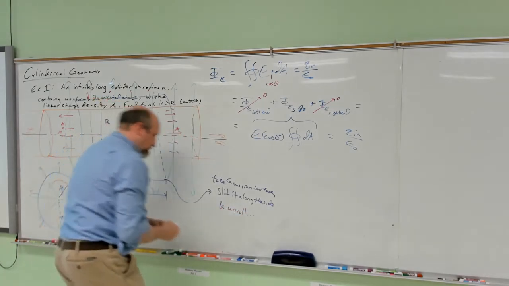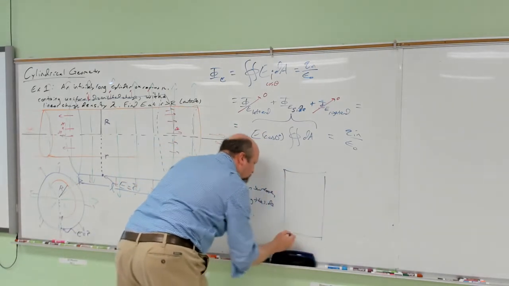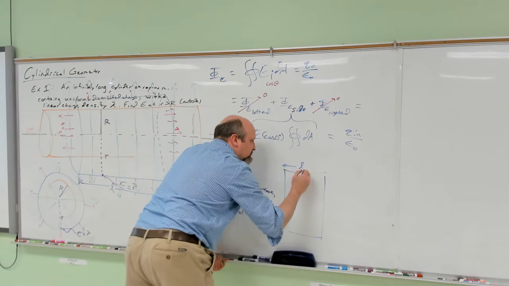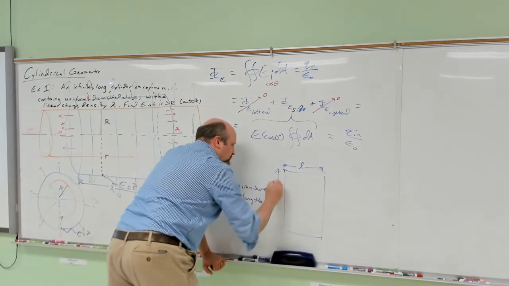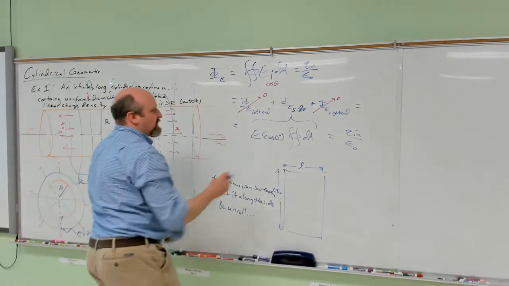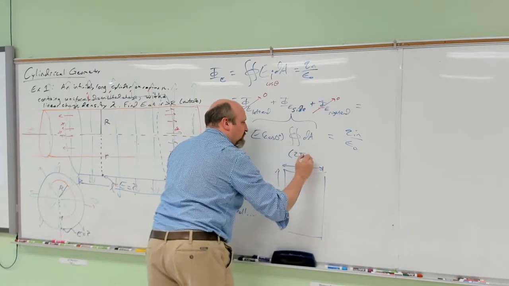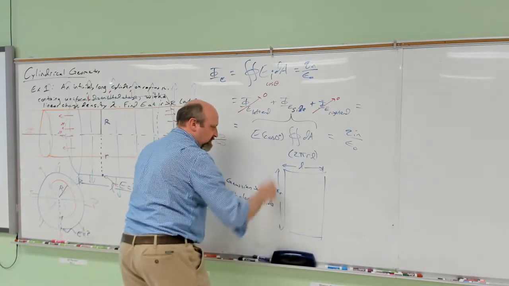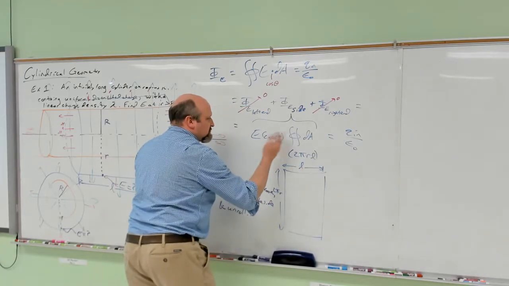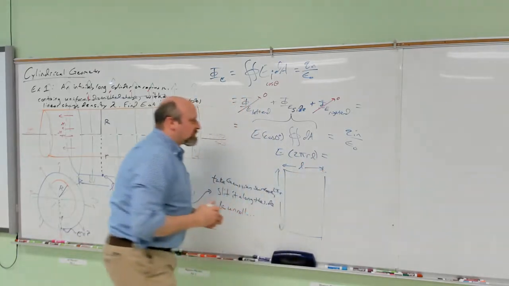And when I unroll it, that Gaussian surface will be a rectangle. This is that L that I chose. This is 2 pi r, the circumference around. So that area is just going to be 2 pi r times L, the rectangle, length times width. Cosine 0 is just 1, so it's just E times 2 pi r L. That's equal to the charge in over epsilon naught.